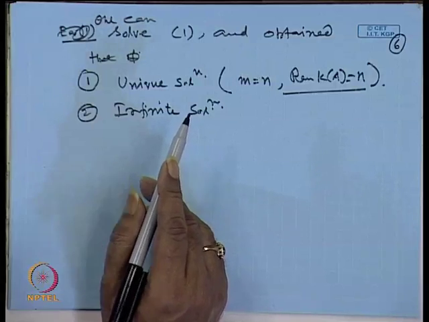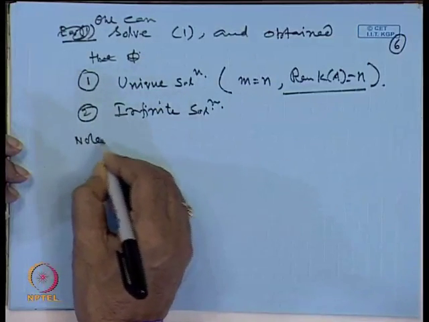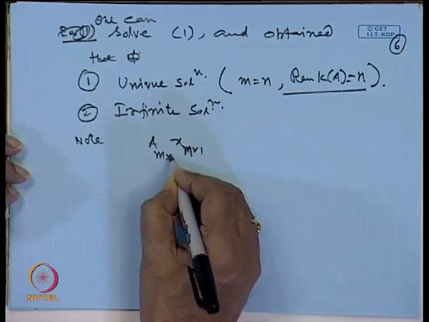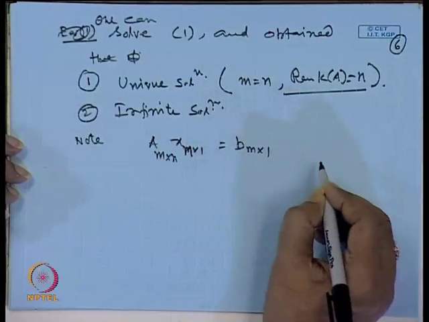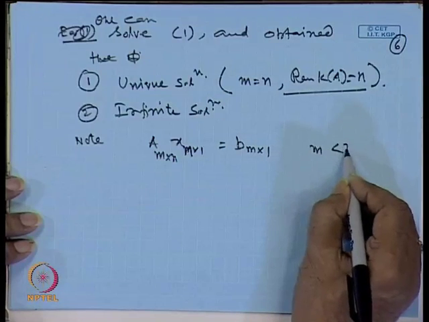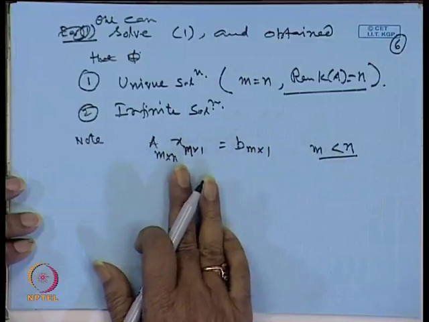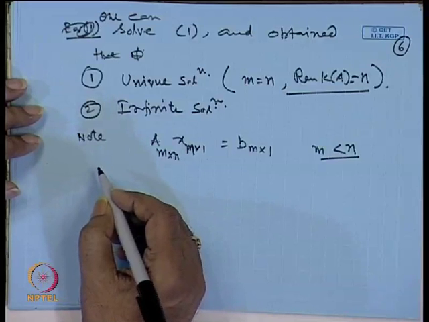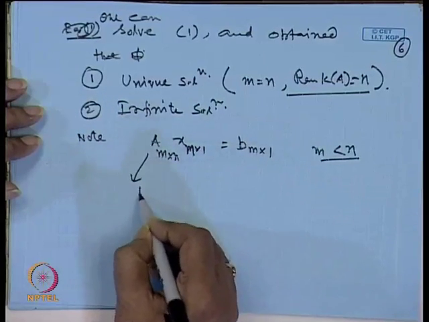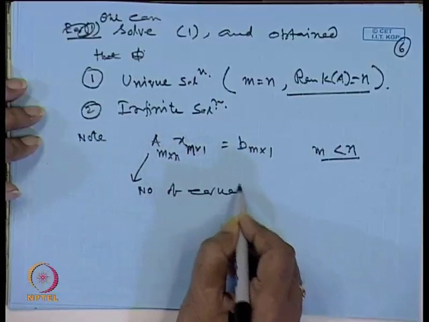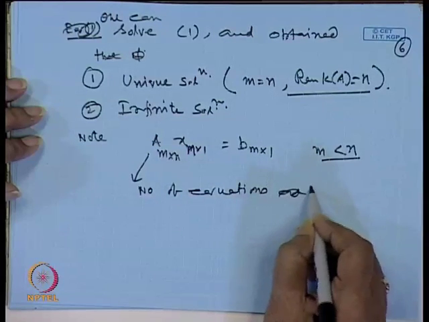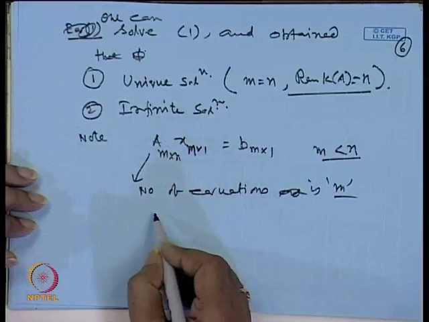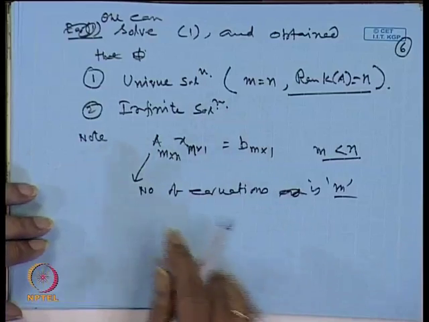Now, note that our equation, if you just look at this expression, A x, where A is m cross n, x is n cross 1, is equal to b, m cross 1. And we are considering m is less than n, not equal to n. Then we have seen this one, that the number of equations in this system is m, and the number of variables is n.